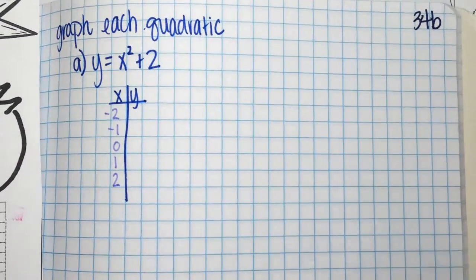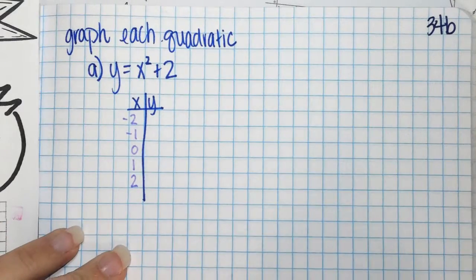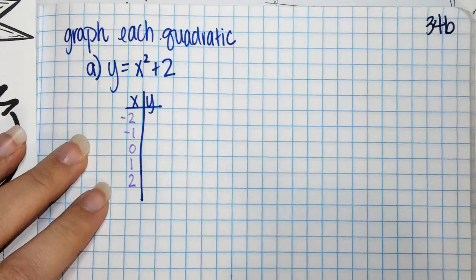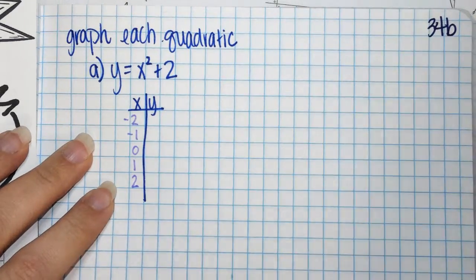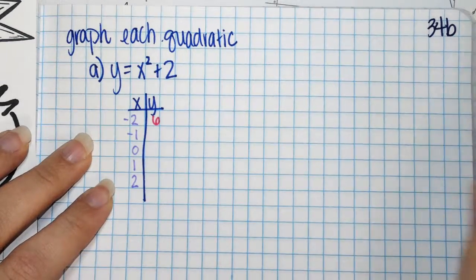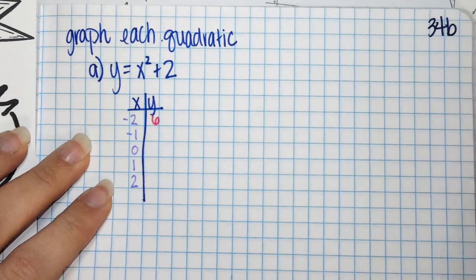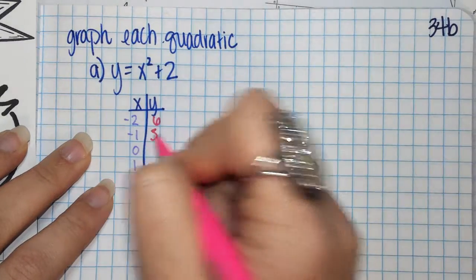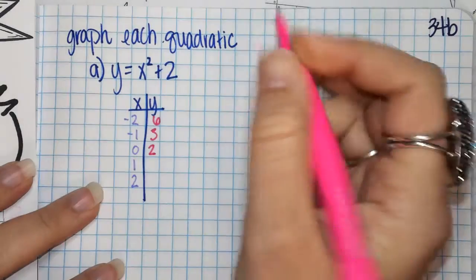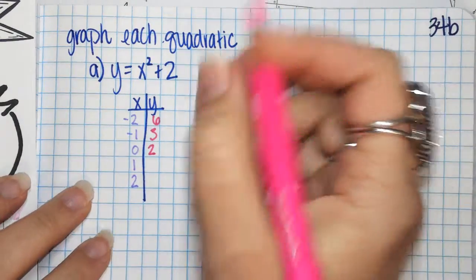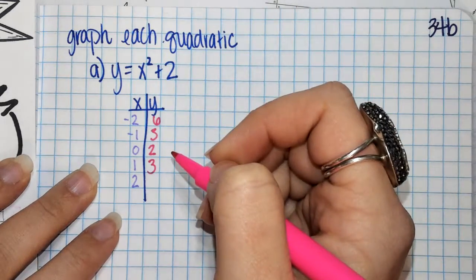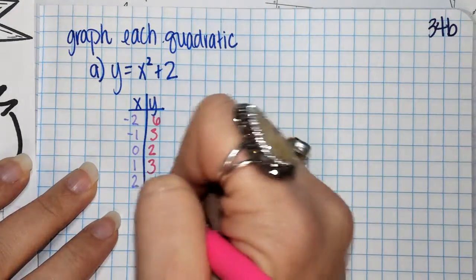Now, after today, we won't have calculators anymore, so you're going to have to know what -2 squared is. What is -2 squared? Positive 4. And what's 4 plus 2? 6. All right, what's -1 squared? 1. And what's 1 plus 2? 3. Awesome. What's 0 squared? 0. What's 0 plus 2? 2. What's 1 squared? 1. And what's 1 plus 2? 3. What's 2 squared? 4. What's 4 plus 2? 6.